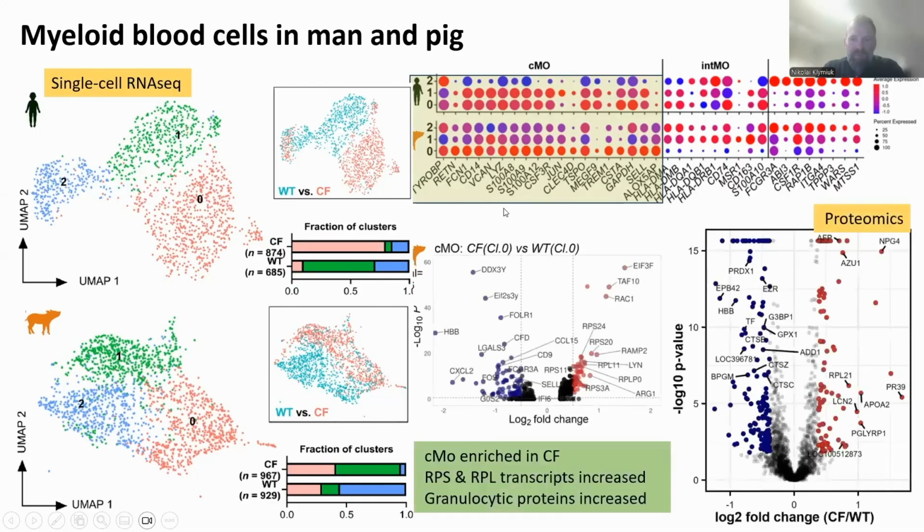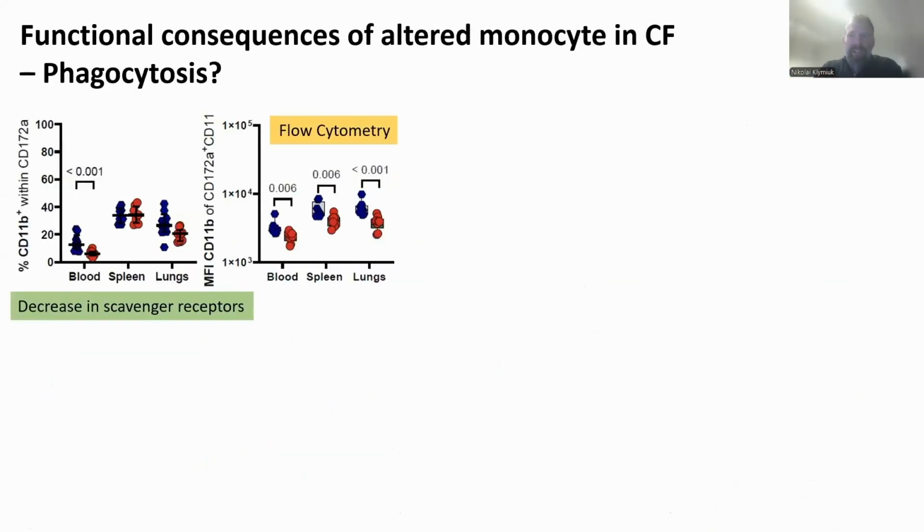When we did a pairwise comparison between those at transcriptional level, we saw a strong upregulation in CF cells of ribosomal-related proteins, whereas the same ribosomal proteins were upregulated at proteomic level, but additionally, we saw this recapitulation of granulocytic proteins as well. On the functional side, we explored the capacity for phagocytosis in CF and wild type. We saw that the proportion of cells expressing typical scavenger receptors like CD11b was not much different, but the expression level of the scavengers was generally more declined in CF than in wild types.